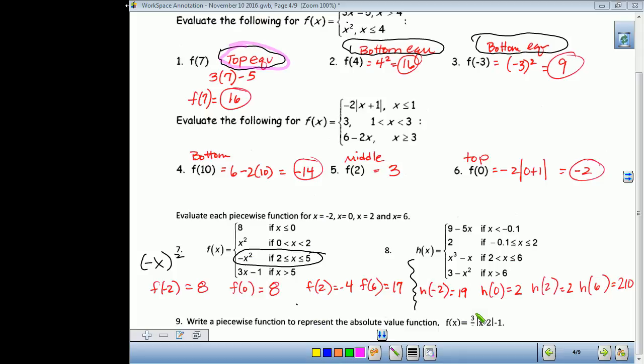What does this mean? Easier. 19? Is it basically the same thing we just did? You get negative 2. It's basically going to be negative 5 times negative 2 plus 1.